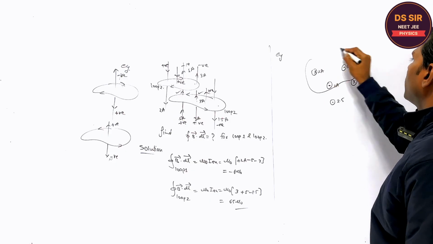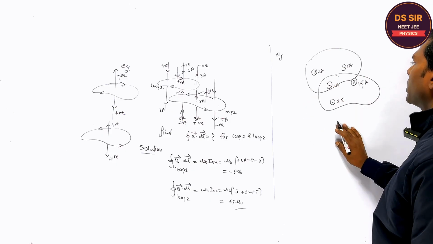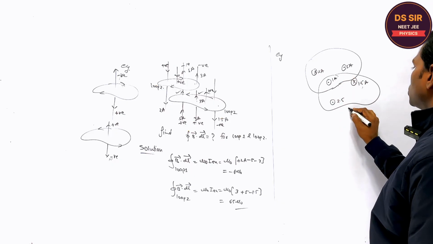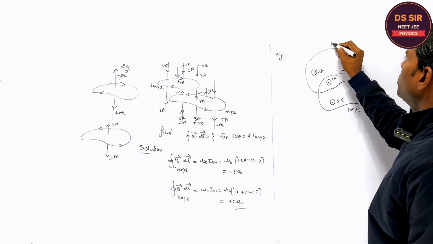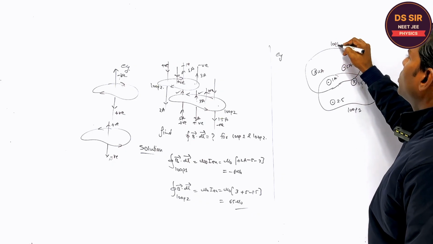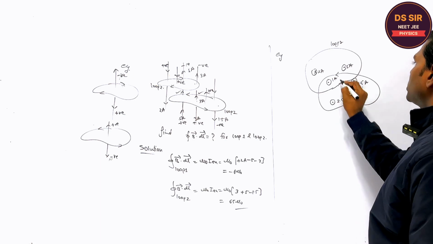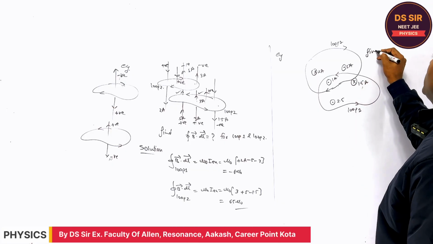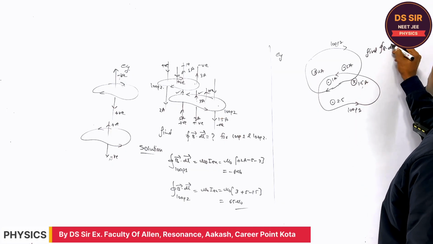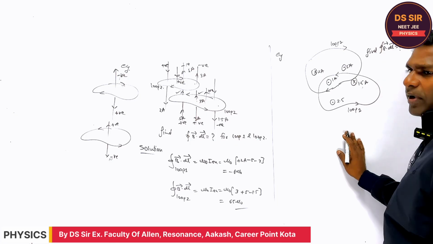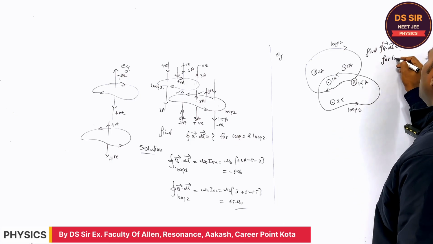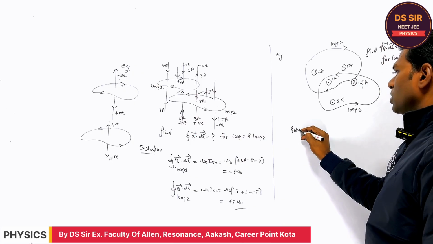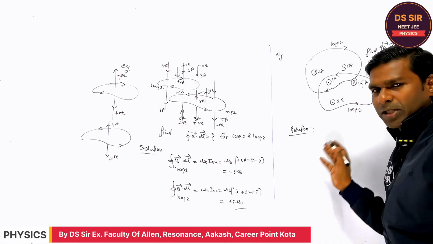Now consider this is one loop and this is another loop. This is the 1 ampere. So this is loop 1 and this is loop 2. Its orientation is like this, and its orientation is like this. You have to find the line integral of B dot dl for loop 1 and loop 2. This is the question. Copy this.